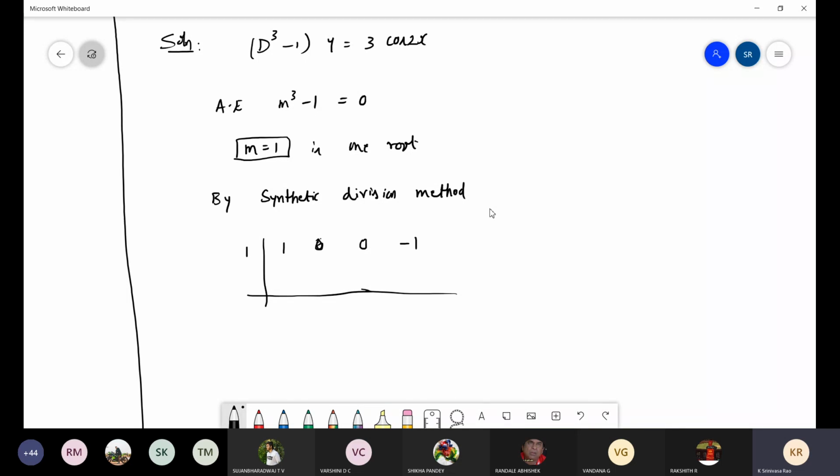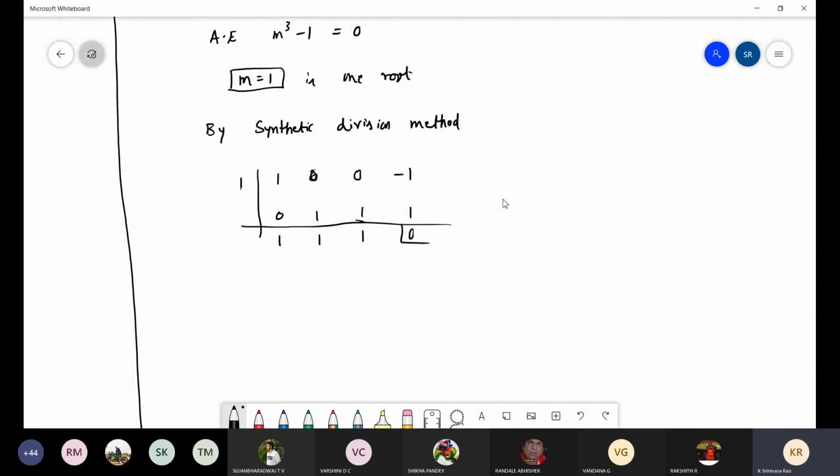And the 1 root we got, you write that 1 here, and 0 here, and add: 1 plus 0 is 1, 1 into 1 is 1, 0 plus 1 is 1, 1 into 1 is 1, 0 plus 1 is 1, and 1 into 1 is 1, and you will get 0. So we are reducing the cubic equation to a quadratic. You will get m square plus m plus 1 equal to 0.